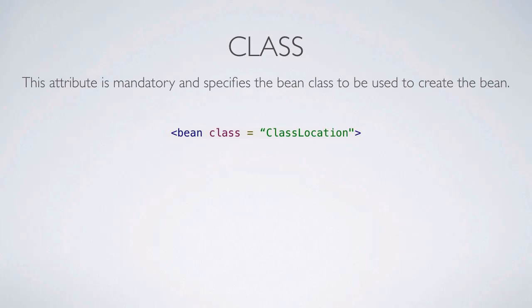So first of all, the class. The attribute is mandatory and specifies the bean class to be used to create the bean. It's just the class that we're going to use. So in my case, I think it was com.mypackage.Point or something like that. So just the class location.